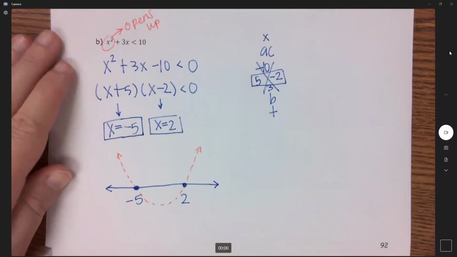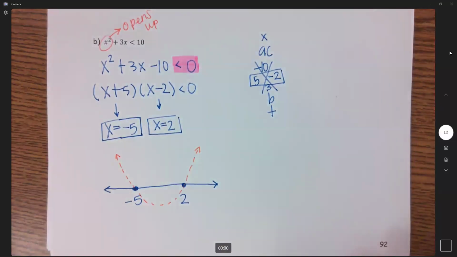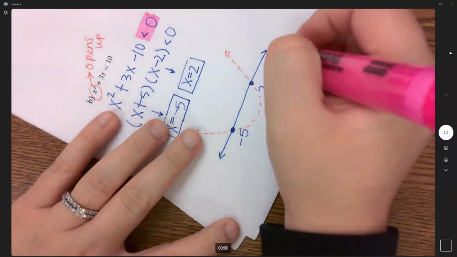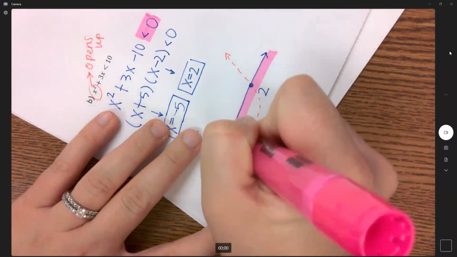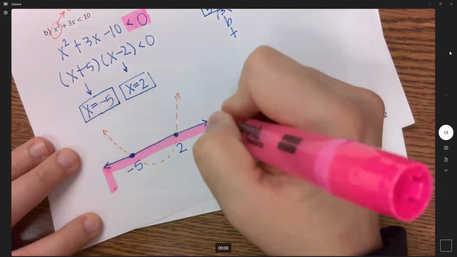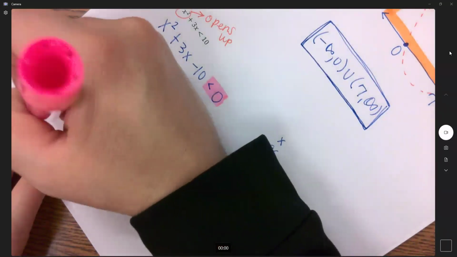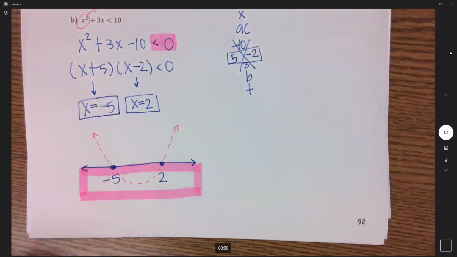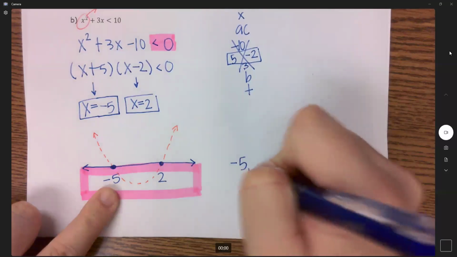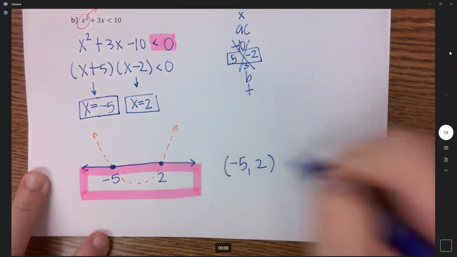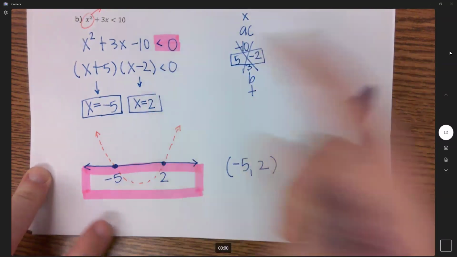So this time, if I want to know when this is less than 0, what part of this graph are we talking about? We're talking about everything below. So it does not equal, so it is not that x-axis, but it is everything below. So at negative 5 to 2, with parentheses, since it's less than and not less than or equal to.